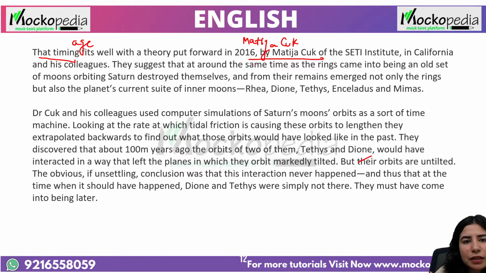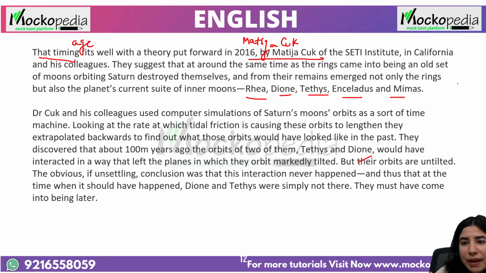They suggest that at around the same time as the rings came into being, an old set of moons orbiting Saturn destroyed themselves. And from their remains emerged not only the rings but also the planet's current suite of inner moons, Rhea, Dione, Tethys, Enceladus, and Mimas.